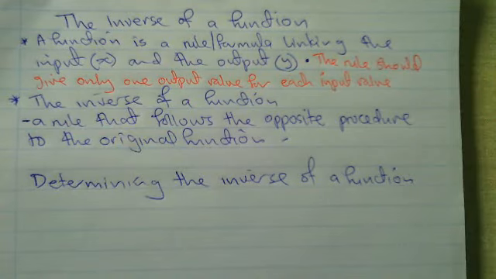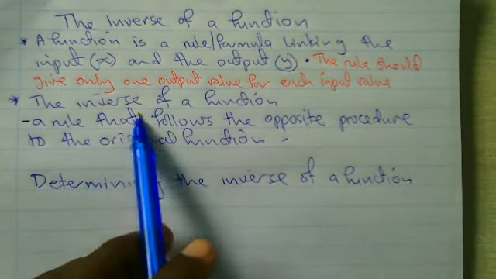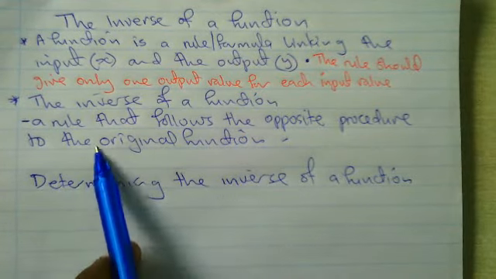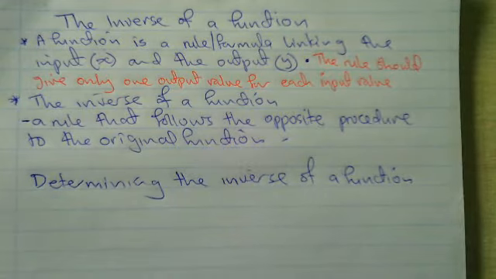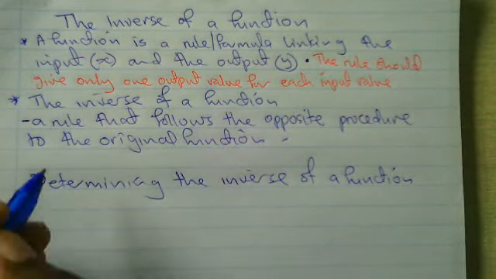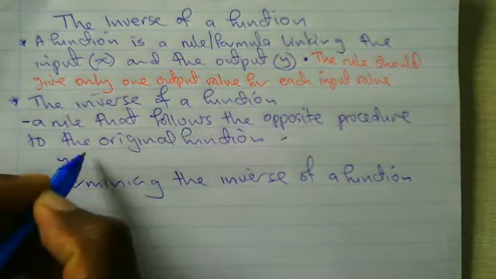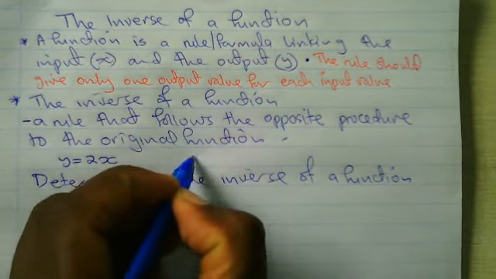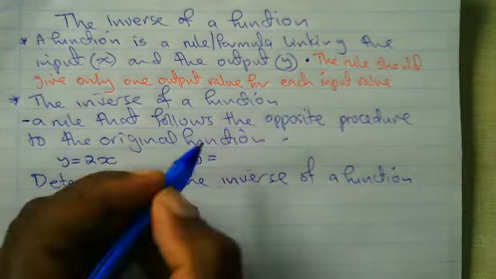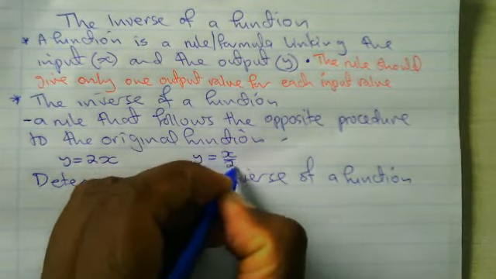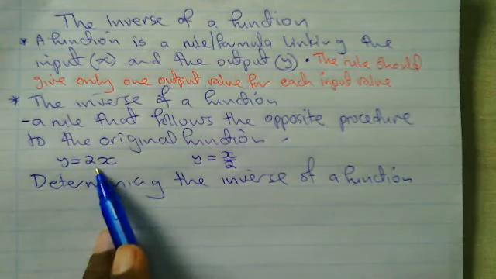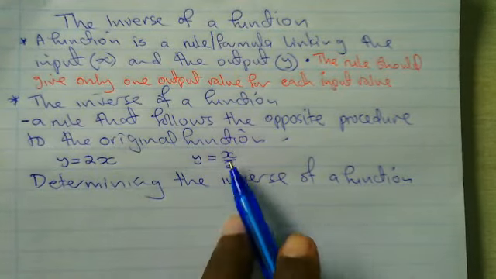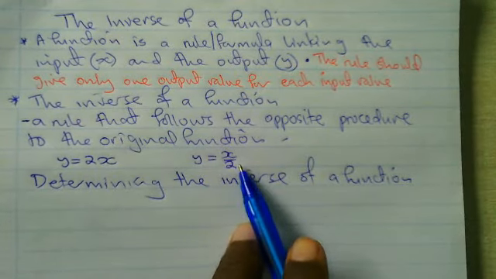And then for grade 12, the inverse of a function is a rule that follows the opposite procedure to the original function. So if the function was saying y is equal to 2x, the inverse will say y is equal to x over 2. This one is saying the input is being multiplied by 2. The inverse procedure there, the input is being divided by 2.